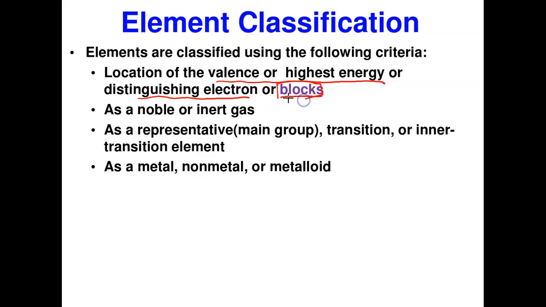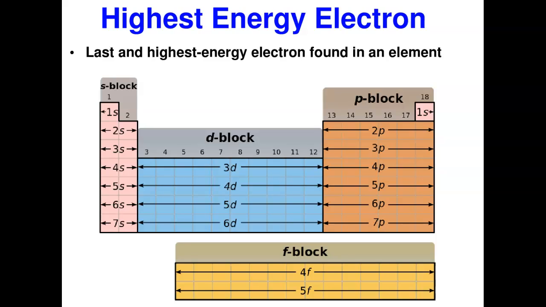A few books use blocks, and we're going to talk about that as we move on. Now, it can be classified either as a noble gas or an inert gas. Some elements can be classified as representative elements, or we call them the main group, transition, or the inner transition. And then, in a broader term, we classify them as metal, non-metal, or metalloid. So we're going to see a different periodic table in the first one. Now, using the highest energy electron, or what we call the different blocks.